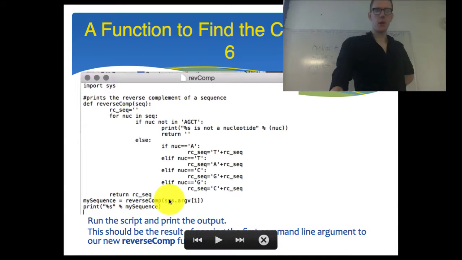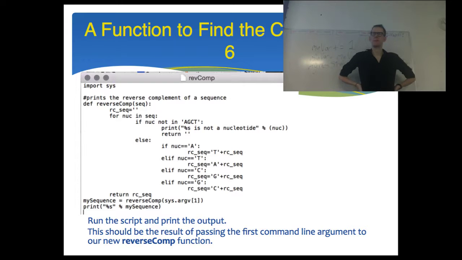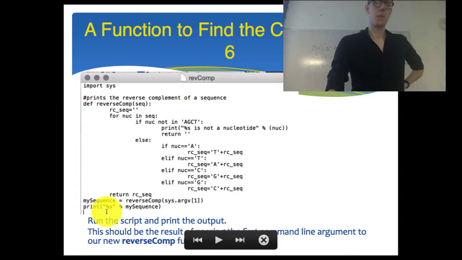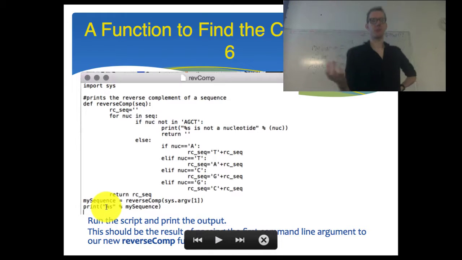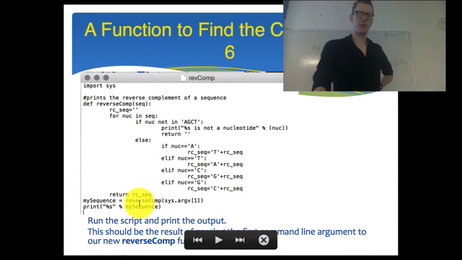So we want to run reverse comp with the first useful argument and store whatever is returned in this mySequence variable. So the RC-seq variable that is returned will be stored in the mySequence variable here. So mySequence will be set equal to the output of that function, and then the final thing we want to do is just print it. So I then have print some string, and I substitute in that mySequence variable into the print statement there. You might want to add some more text around this %s that just says the reverse complement of my input sequence is: space %s. You can format the output however you want.